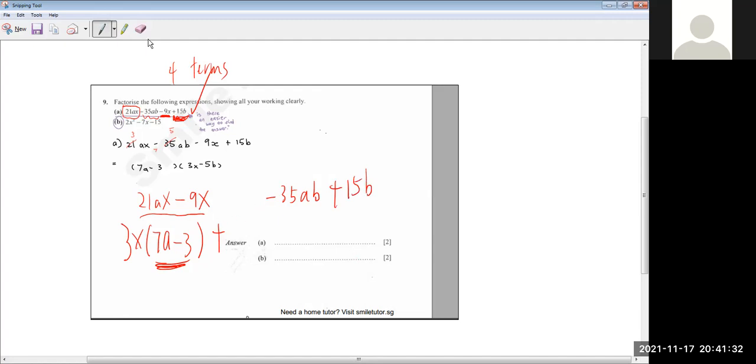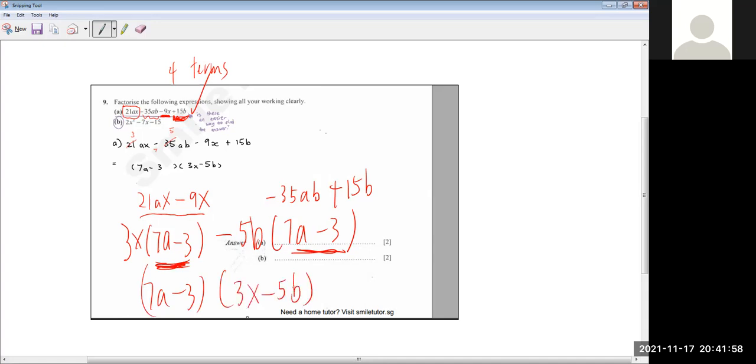So now I realize that I have to take out, from this pair, I'm going to take out minus 5b, and I will end up with 7a, then minus 3. Then good. I have both 7a minus b, 7a minus 3. I take out the common factor, 7a minus 3, and then I have 3x minus 5b. So that's how you do this question.